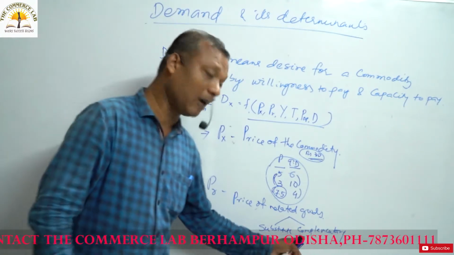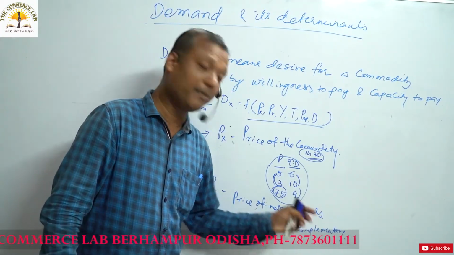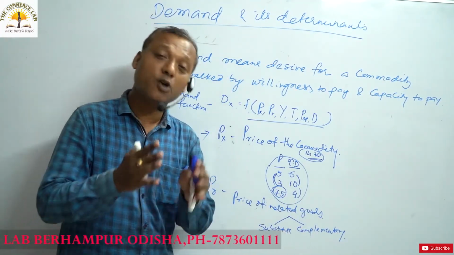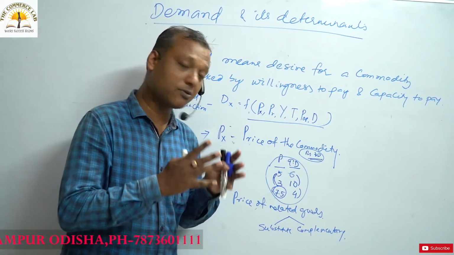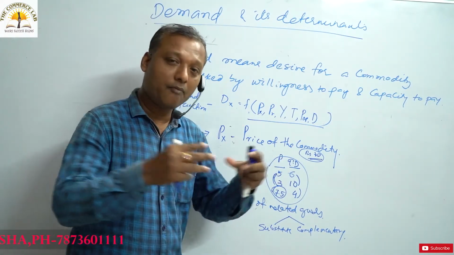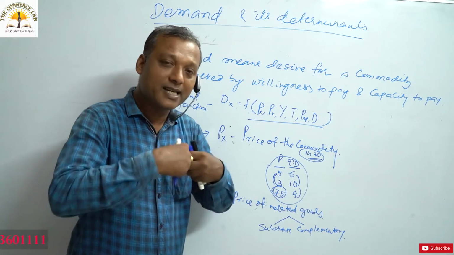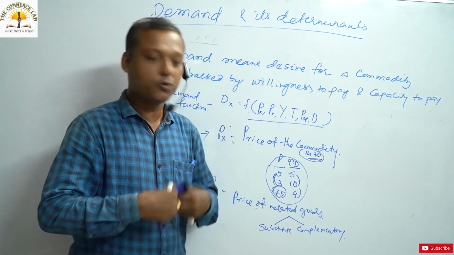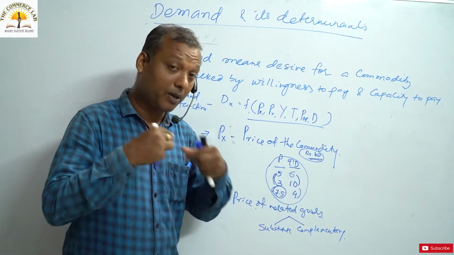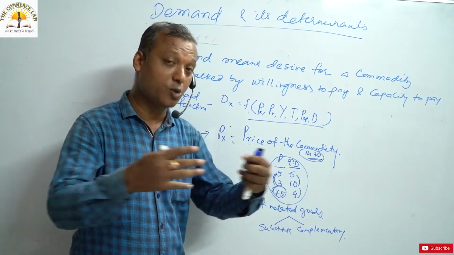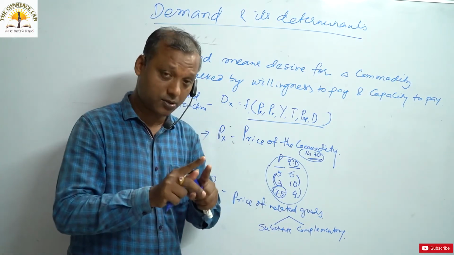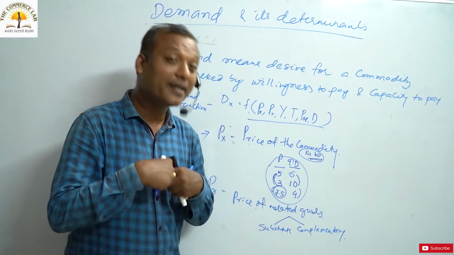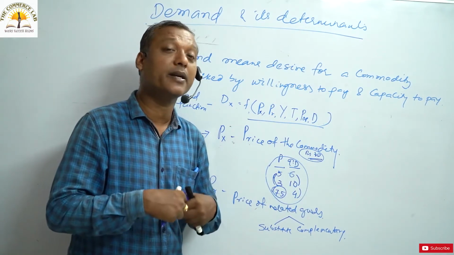When you come to complementary goods, those are goods which are jointly consumed. Complementary goods are those goods we combine to satisfy our purpose, to satisfy our need. Remember, complementary goods are those goods when we jointly consume both the goods to satisfy our needs. That is the meaning of complementary goods.